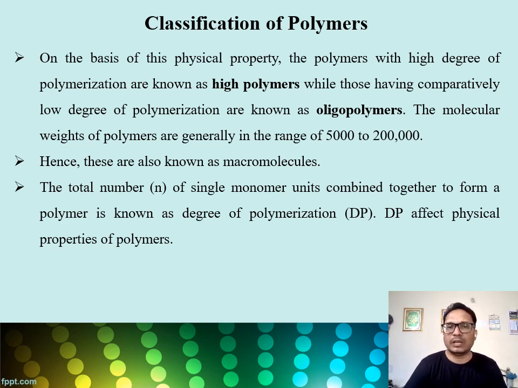The total number of single monomer units, which is represented by N, combined together to form a polymer is known as degree of polymerization, and this degree of polymerization will affect the physical properties of the polymers.